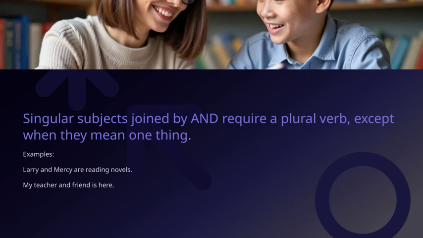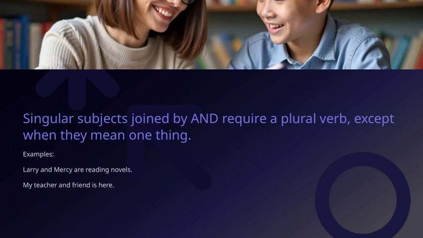Now, in this slide, I want to highlight a couple of important points about subject-verb agreement. First, I mentioned that my teacher and friend are here. Notice that when we have two subjects joined by and, we typically use a plural verb. So even though my teacher and friend might seem like one unit, it's actually two people, so we say are here instead of is here.